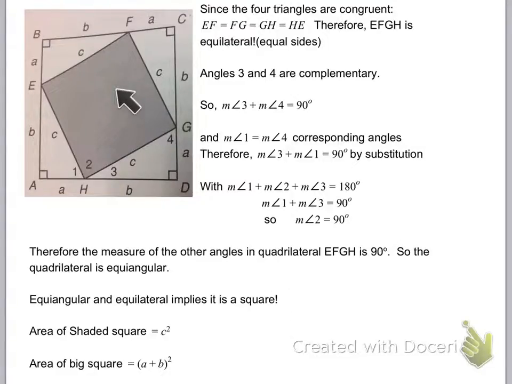How do you find the area of that thing? Length times width, which is c times c, which is c squared. Interesting. Would you guys agree that since every side of the larger square is a plus b, the area of that would be a plus b squared? Yes, yes, yes?